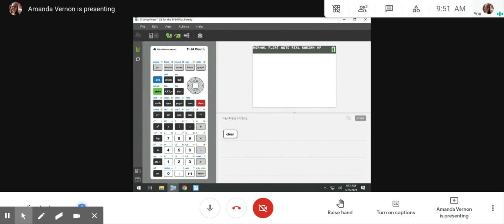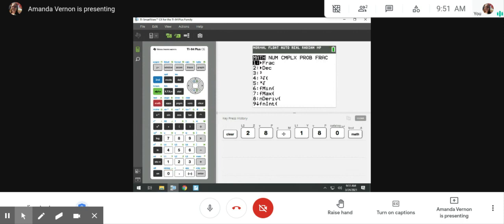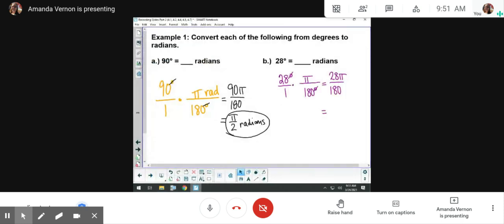Remember that the key is located below the screen. And so we have 28 divided by 180. I will exclude the pi symbol because we'll leave that in our answer. And then I can hit math, and the very top option is fraction. This is going to allow me to convert this into a fully reduced fraction, or 7 over 45. So when I do this, I would get 7 pi over 45, and that would be my radian measurement, or my answer would be in terms of radians.